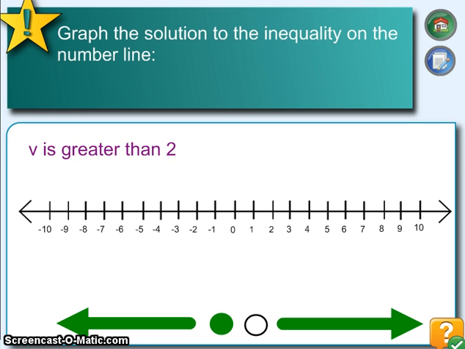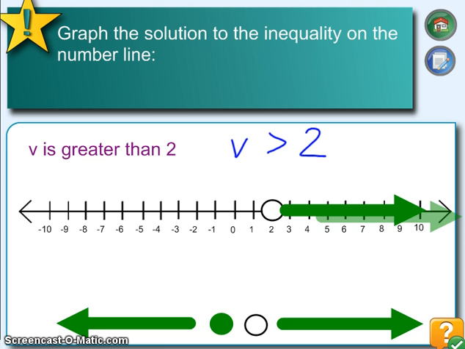We can also be given a problem using words, right? Everybody's favorite, word problems. All right, but these aren't too bad. V is greater than 2. So if you like the inequality symbol better, you can rewrite that. V greater than is our arrow pointing to the right, and a 2. Because we don't have an equal to mentioned, we're going to use our open circle. And greater than points to the right, so we're going to shade to the right.